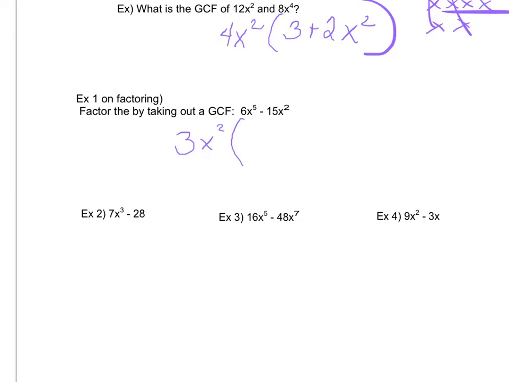Well, 6 divided by 3 is 2. X to the fifth divided by x squared is x cubed. I'll show you why in a moment. 15 divided by 3 is 5. X squared divided by x squared is 1. So that's canceling. Here's my most factored form.